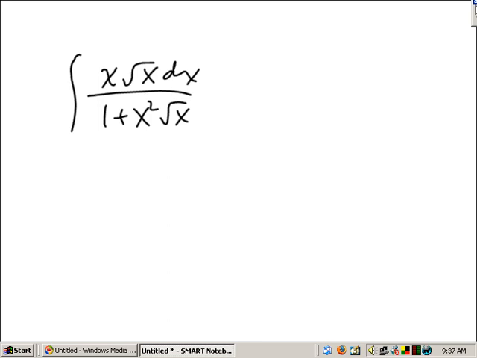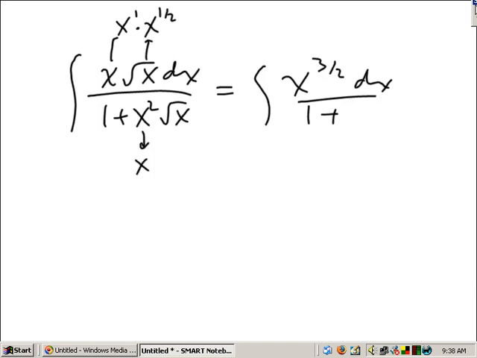This problem: x squared root of x dx over... When you're multiplying and the bases are the same, you add the exponents. 1 plus a half is 3/2. That's x squared, and that's x to the half. And when you add 2 and 1/2, you get 5/2, x to the 5/2. And then I say, you know what, 5/2 minus 1 is 3/2.